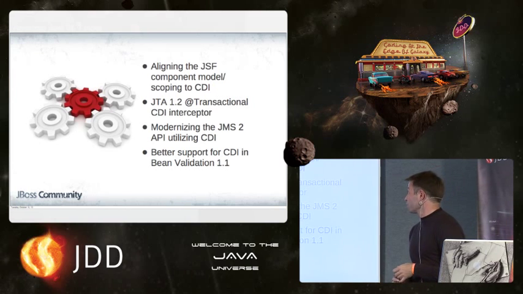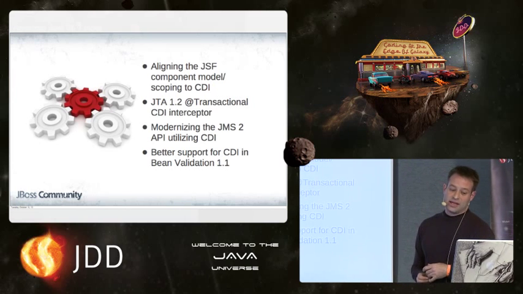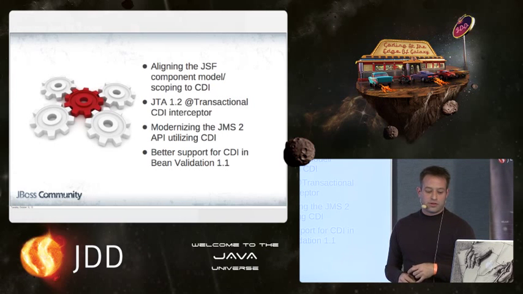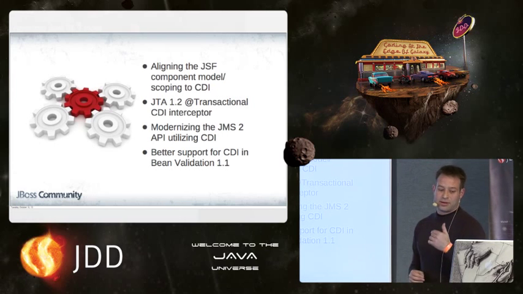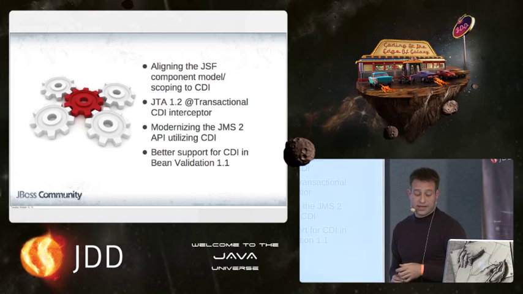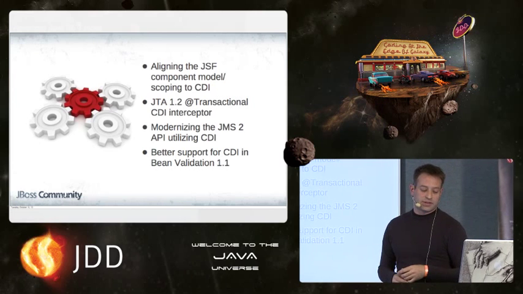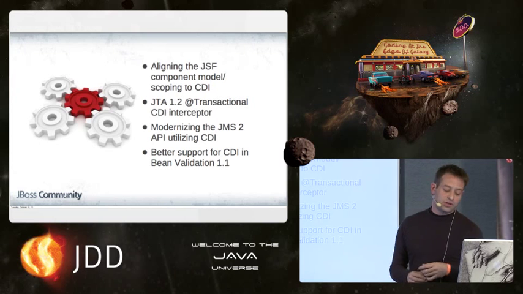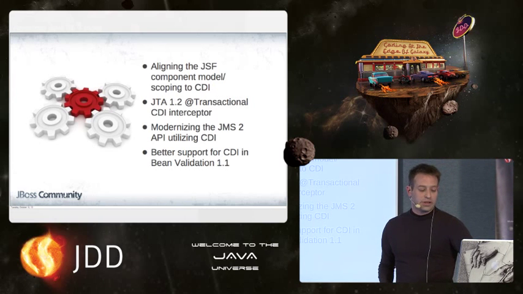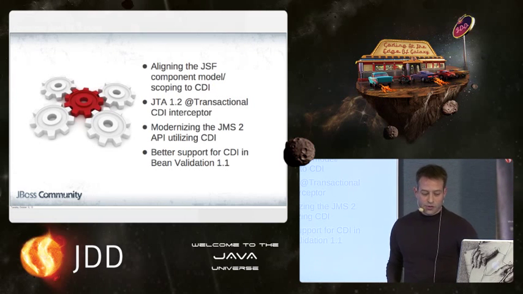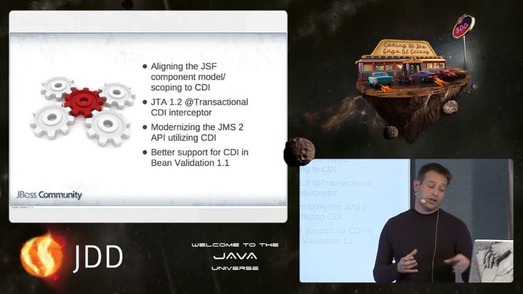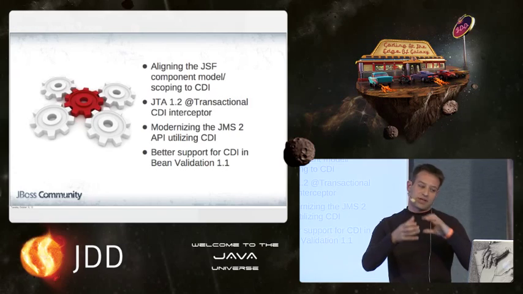The JSF model got aligned with CDI, a JTA transactional interceptor got introduced, the whole JMS API got modernized via CDI. And as I just said, all these different components from Bean Validation are now injectable, or you can inject into them. I think that's the really big thing in EE7 and CDI 1.1, this tighter integration.